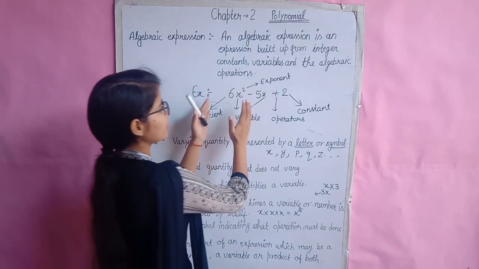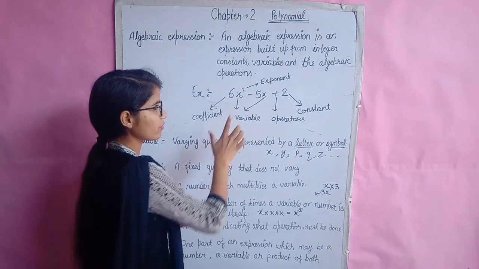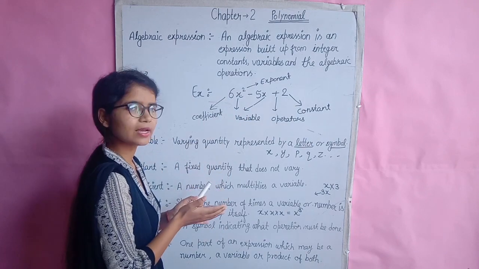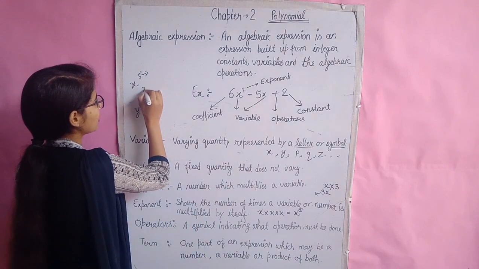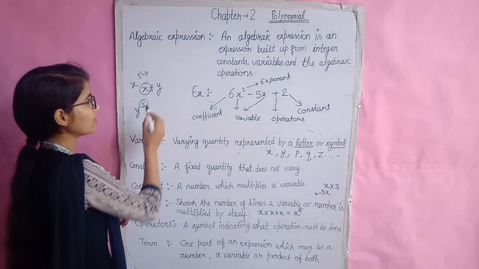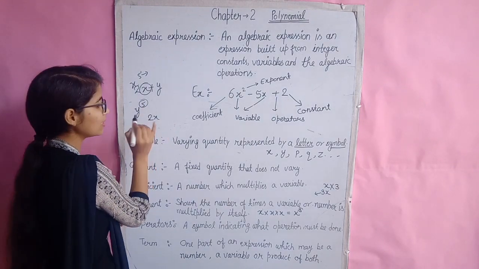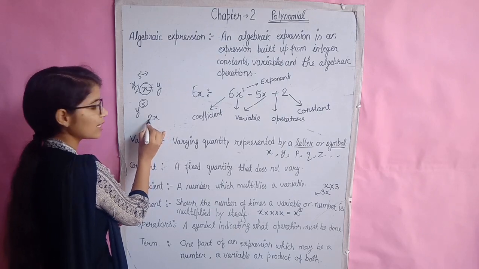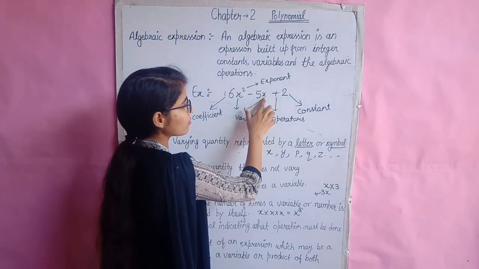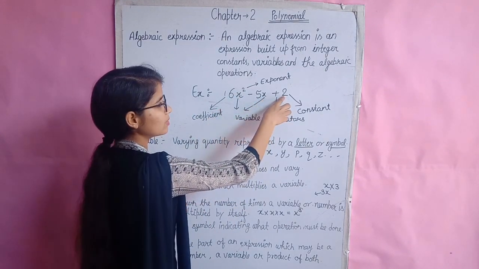Next, term. One part of an expression which may be a number, a variable or a product of both. Here we have the expression 6x square minus 5x plus 2, and a term is one part of the expression. It may be a variable, it may be a number, or the product of a variable and a number. Here we can say that in x plus y, x is a term and y is also a term. Or the multiplication of 2 and x: 2 is a number and x is a variable, so the product of variable and number is also a term. So here 6x square is a term, 5x is also a term and 2 is also a term.